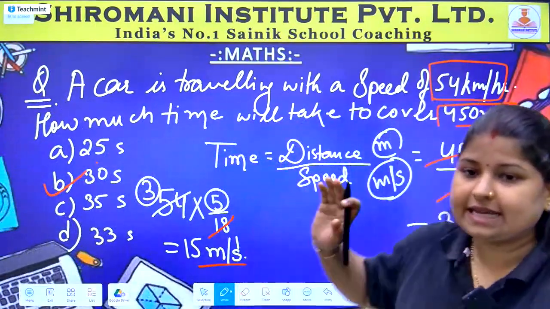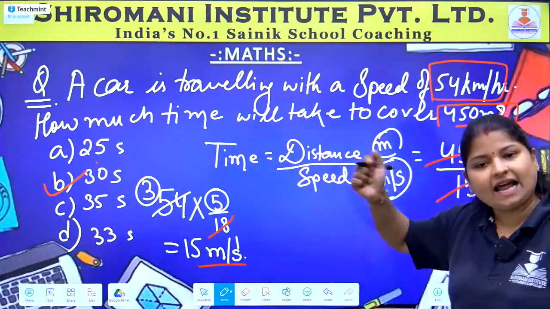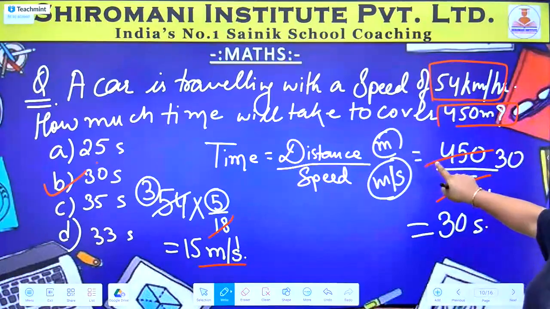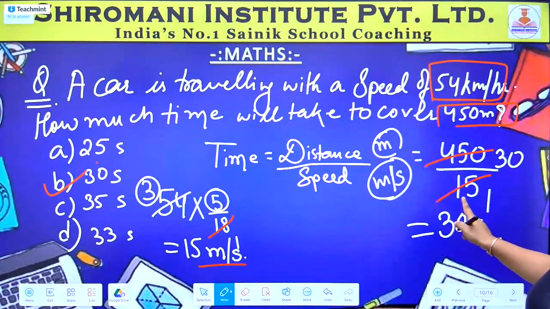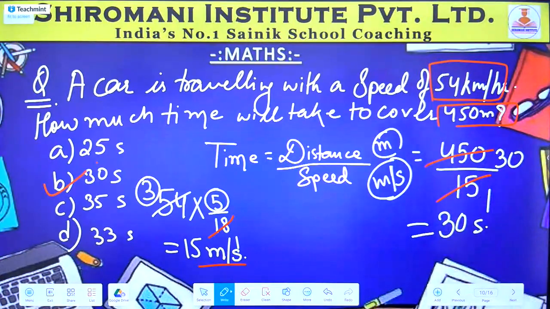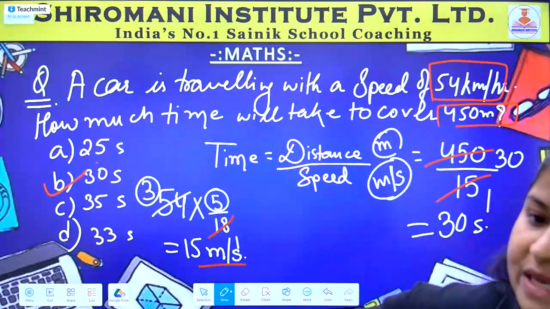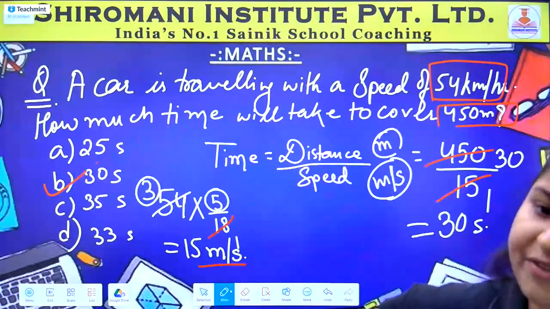Now, distance is in meter, speed is in meter per second. I can easily calculate the time. Distance is 450, speed is 15. Now simplify it, you will get 30 seconds as your answer. That is option B. Please take the screenshot and tell me if any doubts.